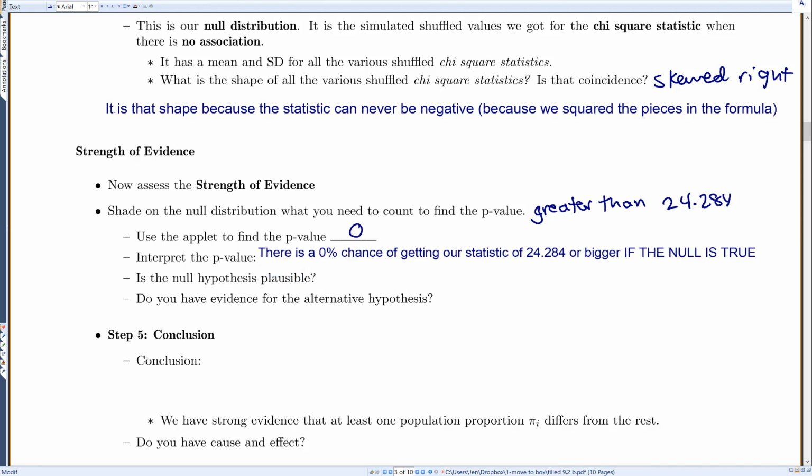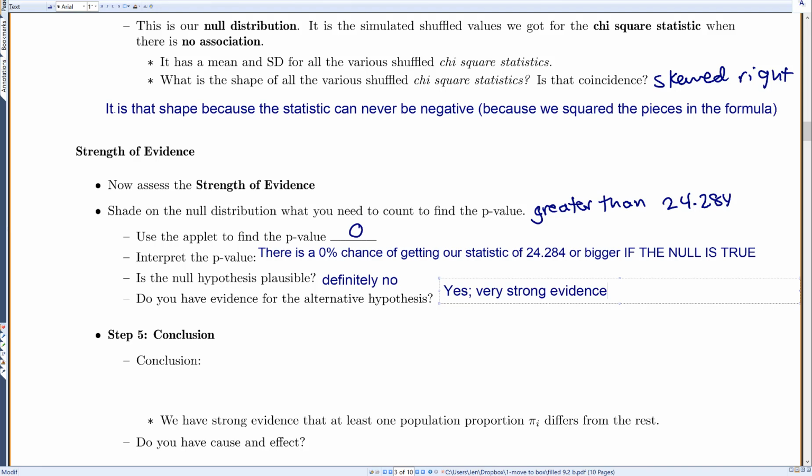We always assume our null is true to do all of those calculations, and then the p-value is a chance of getting our statistic or something more extreme. And in our case, it would just be the 24.2 or bigger because we only cared about things to the right. Okay. So is the null hypothesis plausible? I would say definitely not. There was a 0% chance of that happening, of us getting our statistic if the null was true. Okay, so do we have evidence for the alternative hypothesis? I would say yes. Very strong evidence because it's less than 0.01.